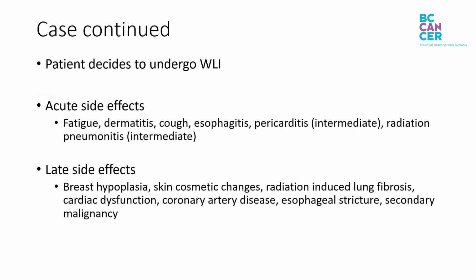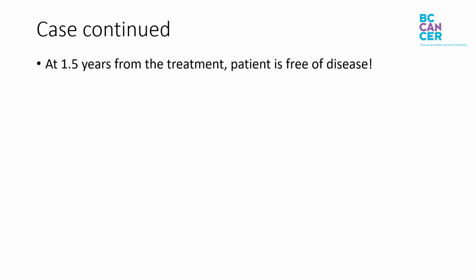So this patient decided to undergo whole lung radiation. Potential acute side effects can include fatigue, dermatitis, cough, esophagitis, pericarditis, and radiation pneumonitis. And late side effects can include breast hypoplasia, skin cosmetic changes, radiation-induced lung fibrosis, cardiac dysfunction, coronary artery disease, esophageal stricture, and secondary malignancy. At 1.5 years from the treatment, the patient is free of disease.